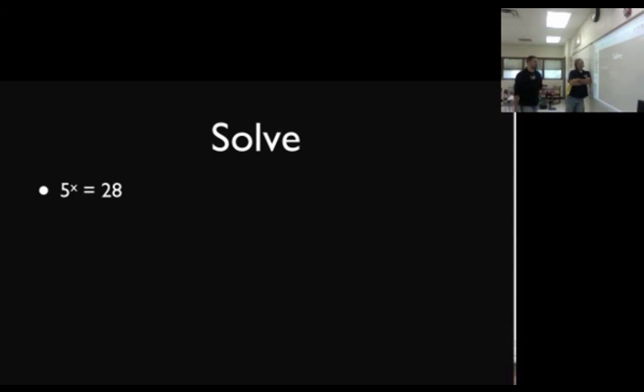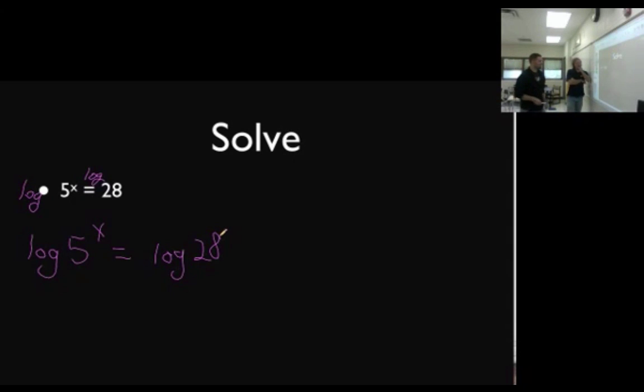Okay, so I've got to find a way to get this x out of the exponent. So I'm trying to solve this for x. And I think one way I can do it is take the log of both sides. I think that if I take the log of the left side and the log of the right side, just like any equation, when I do one side, I got to do the other.